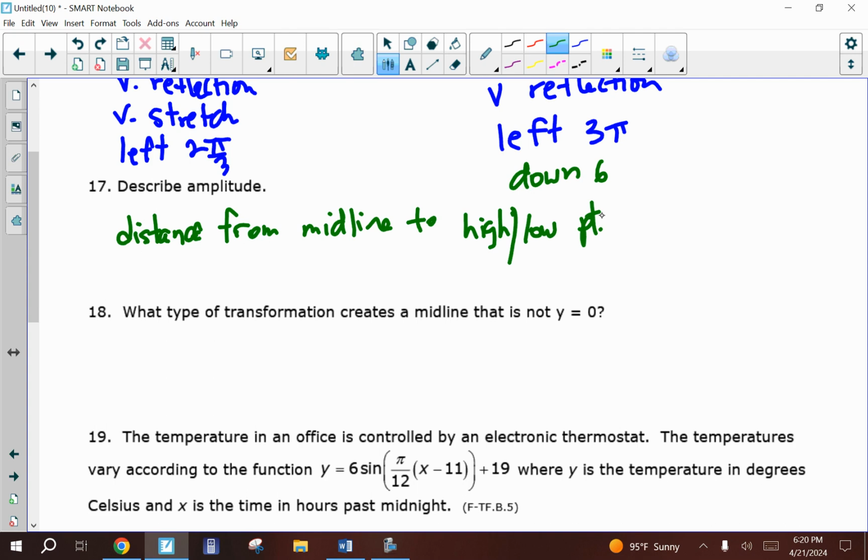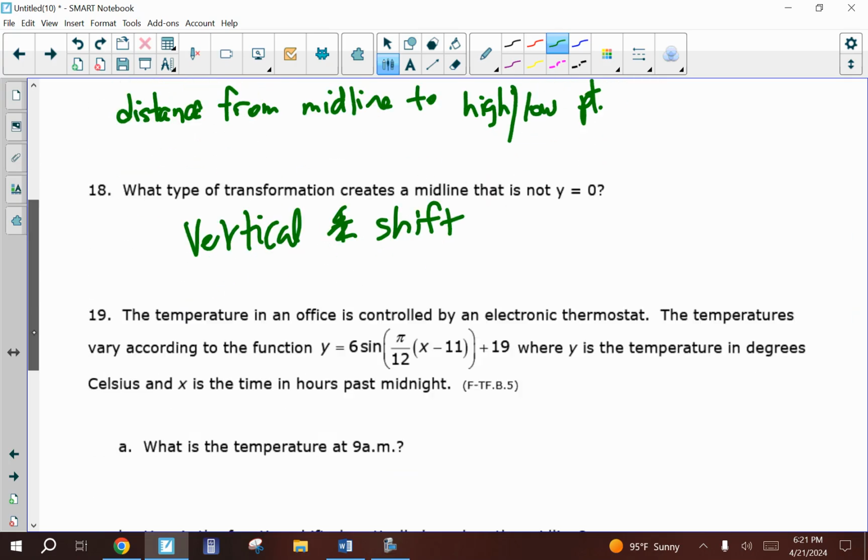It says, what type of transformation creates a midline that is not y equals 0? So usually the midline is at 0, but when you change it away from 0, like let's say it's y equals 4, that's going to be a vertical transformation, a vertical shift. Yeah, that's what we'll call it. So vertical shift. There you go.